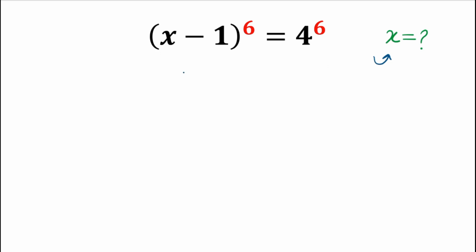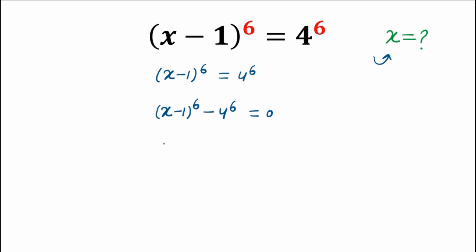Now let's start the solution of this question. (x - 1)^6 equals 4^6. Now if we take all the expressions on the same side, then (x - 1)^6 minus 4^6 equals 0.